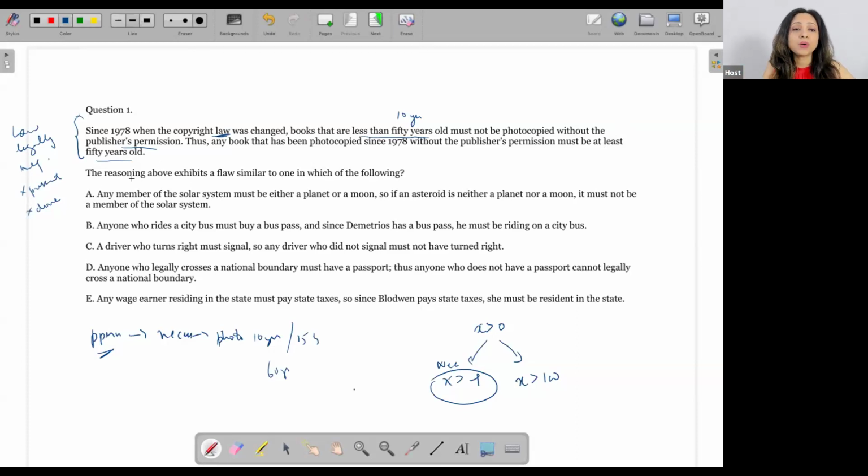Okay. Now I have to look for one of the options which exhibits a similar flaw. So look at it. Any member of the solar system must be either a planet or a moon.